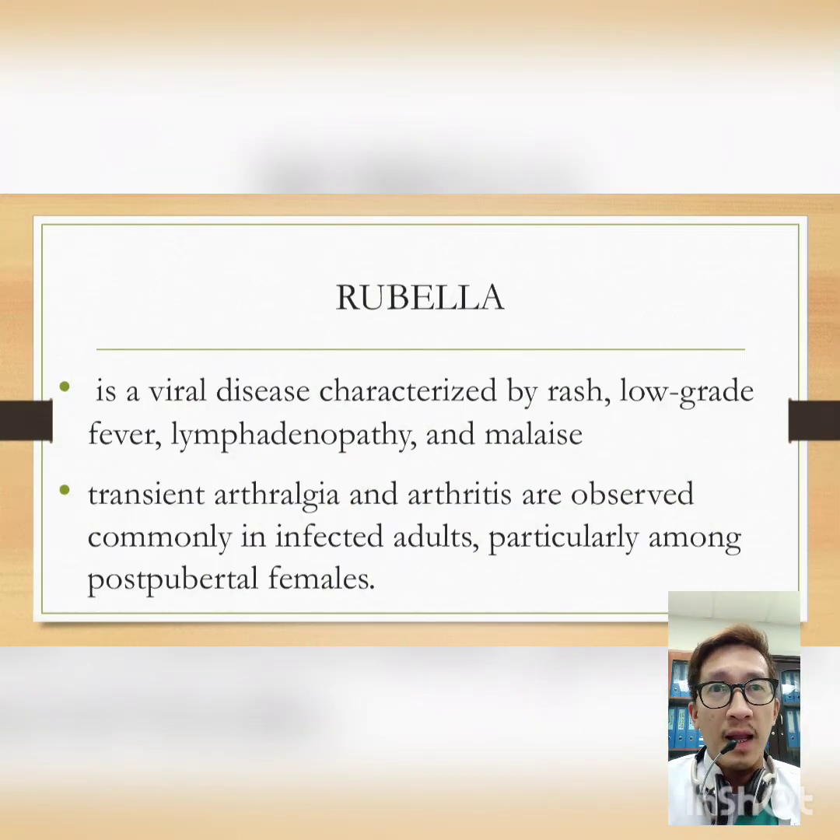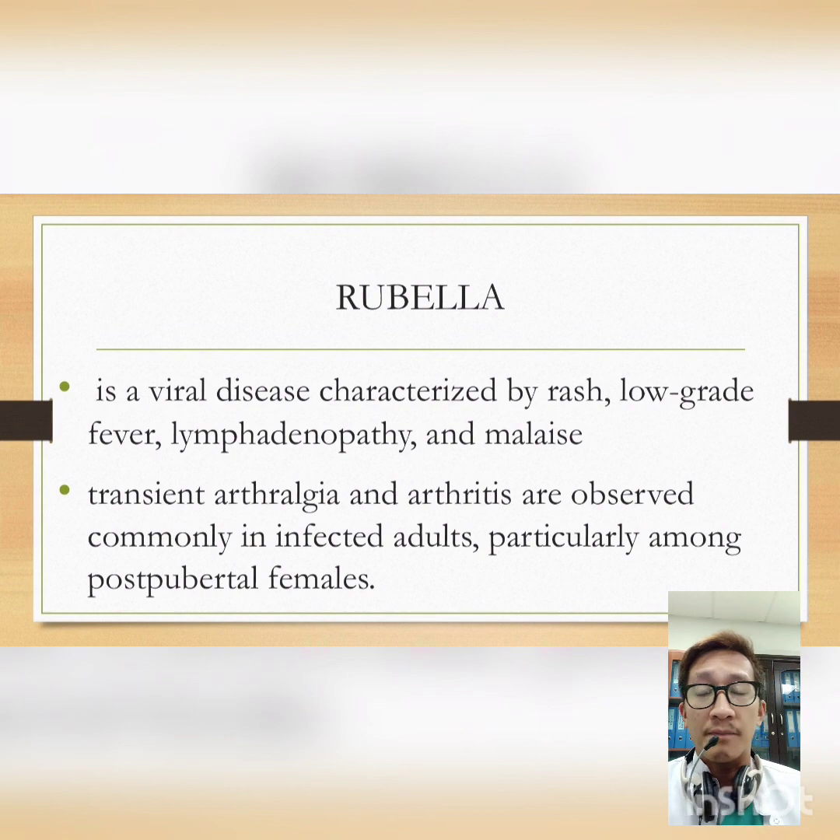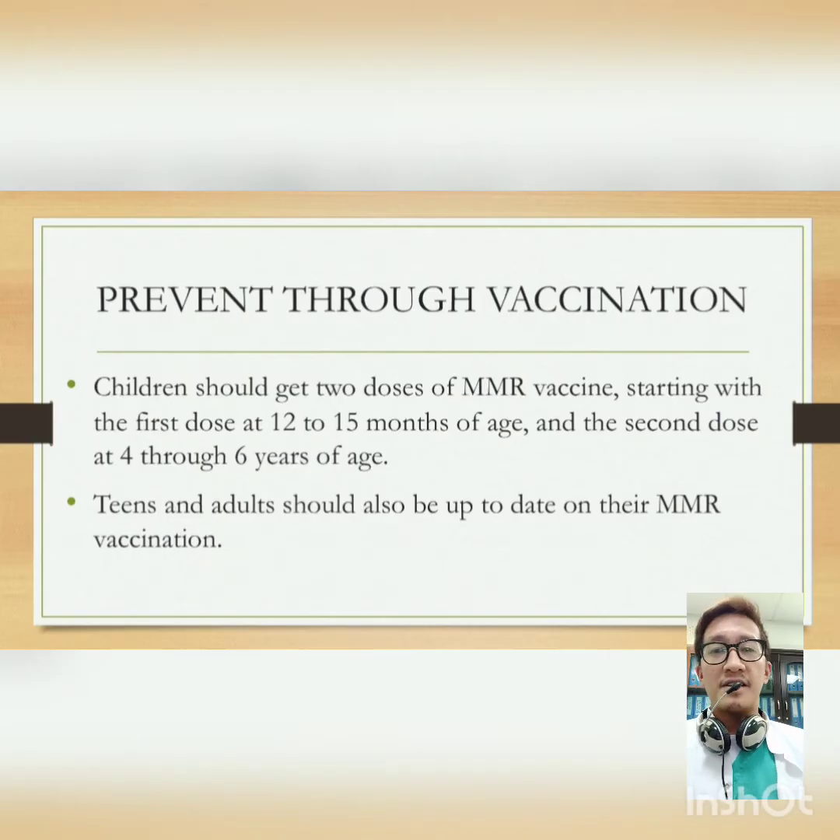While your rubella, it is a viral disease characterized by rash, low-grade fever, lymphadenopathy, and malaise. Transient arthralgia and arthritis are observed commonly in infected adults, particularly among post-pubertal females. These diseases can be prevented through vaccination.